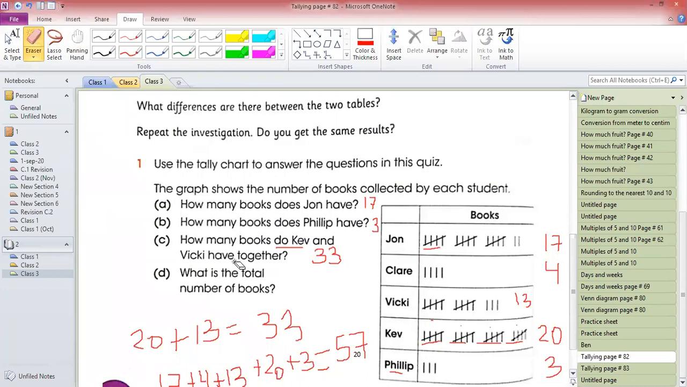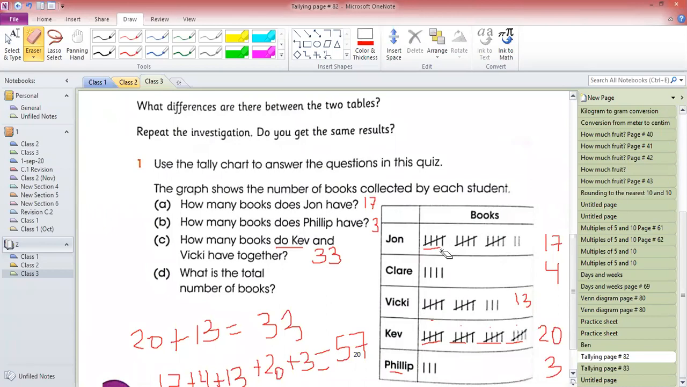Question 1D is asking: what is the total number of books? Read it carefully. They are not mentioning names, like how many books John and Claire have, or Vicky and Cave, or Philip and Claire. They are asking for the total. That means they are asking for all the students' books. So for that, you should know how many books John, Claire, Vicky, Cave, and Philip have.